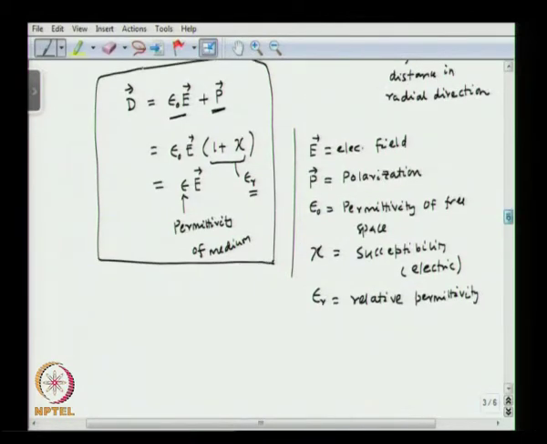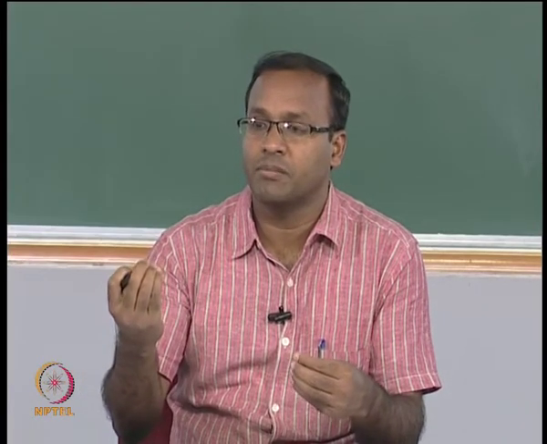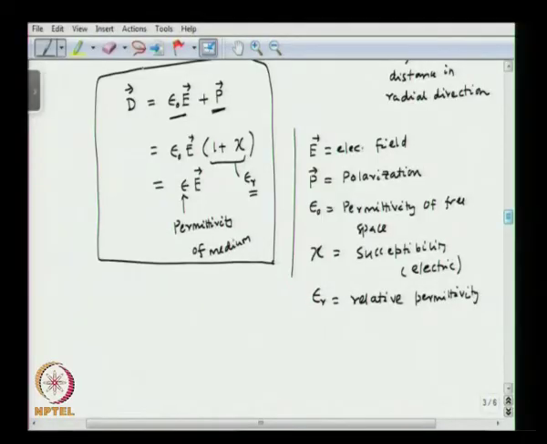Now, if you talk about free space, vacuum, we do not have anything present. So if you put a point charge in vacuum there will be nothing to polarize. So all its effect will be to induce an electric field. So here you can see that for vacuum, for free space, the polarization is going to be 0, and so as a result you can see here the psi will be 0 for free space.